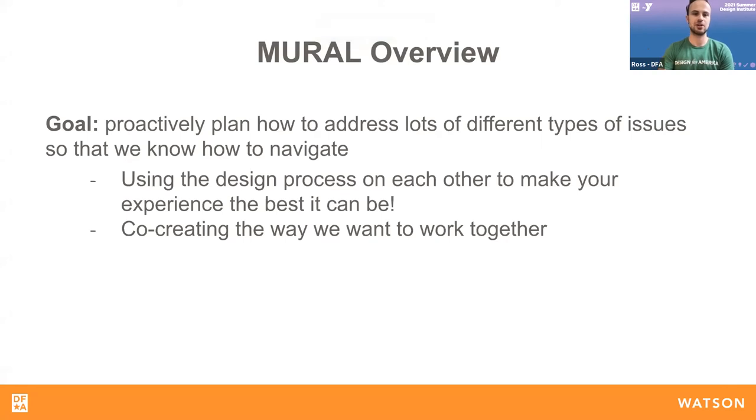Great. So just a quick overview: the goal of this activity is to help you proactively plan how to address a lot of different types of issues that might pop up, and make sure you know everyone's working styles and how they want to be communicated with, so that you'll be very prepared to address potential roadblocks down the road. You're also using the design process on each other to make the experience the best that it can be. We're going to jump into more around the design process in our sprint on Saturday, but you are asking questions, immersing, getting to know everybody, and creating strategies to address those situations based on the information you're gathering from each other. So you're living the design process already, and you're co-creating the way that you want to work together.